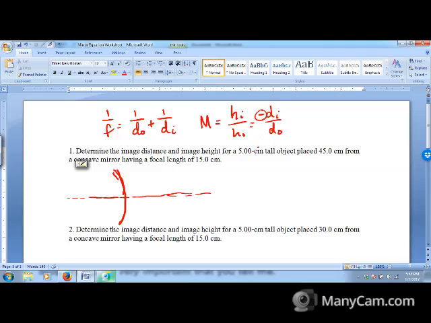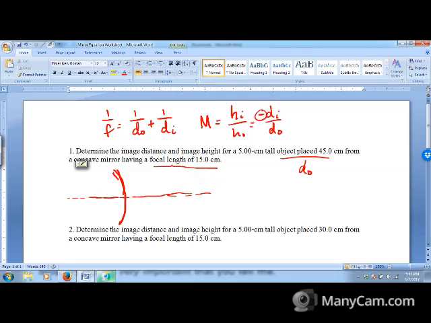Okay, the object is 5 centimeters tall. It's placed 45 centimeters away from a concave mirror. Now, this is known as the object distance. And in the last video, I said that if the object distance were positive, then you're kind of inside the cave. So we're moving 45 centimeters in this direction. Okay, so wherever that object is, it's 45 centimeters.